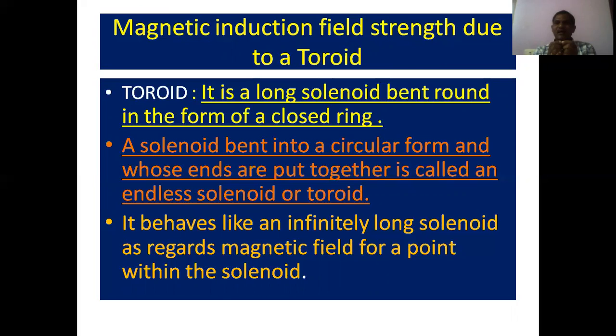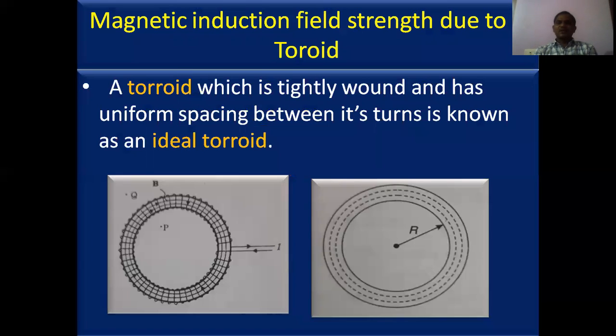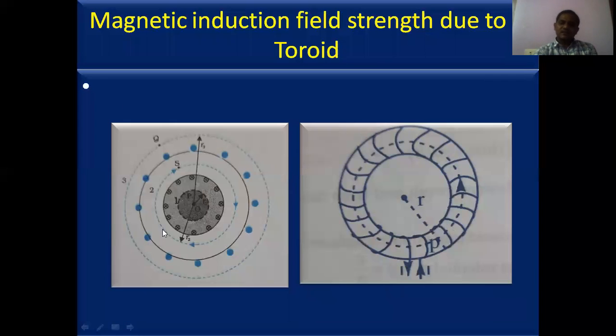So this toroid behaves like an infinitely long solenoid as regards magnetic field for a point within the solenoid. So what is that, we will discuss here. You see here the figure. So this is the toroid. The toroid, which is tightly wound and has uniform spacing between its turns, is known as an ideal toroid. So this is the toroid of radius say capital R. Here you consider 2 points, P inside the toroid.